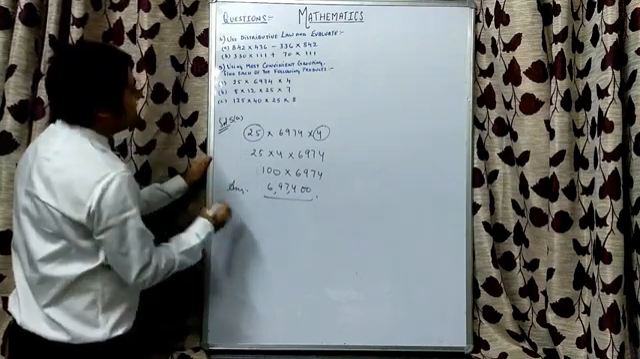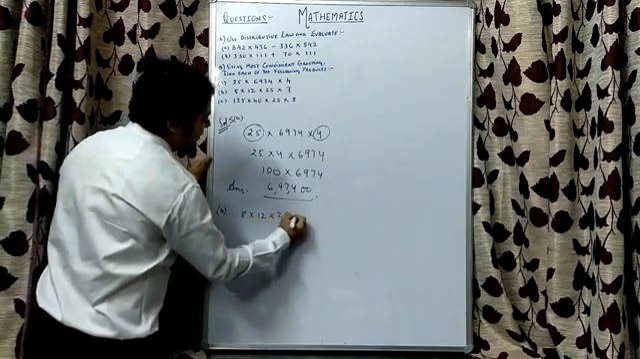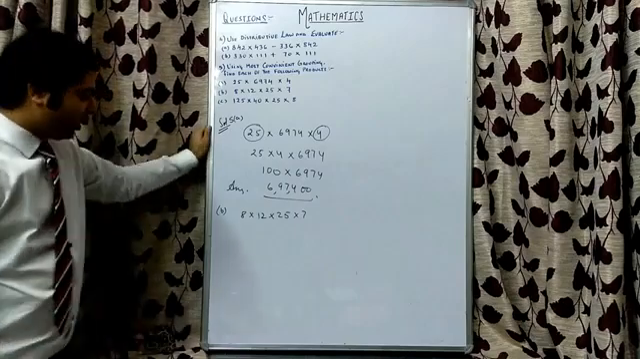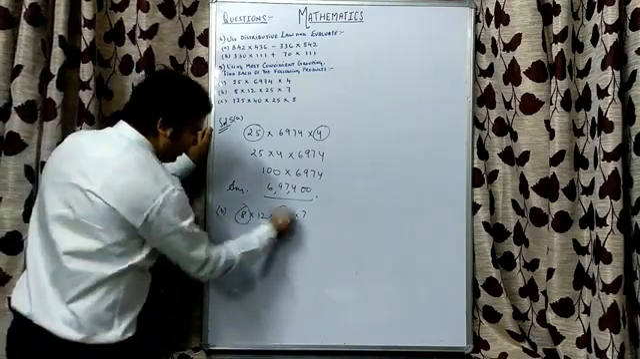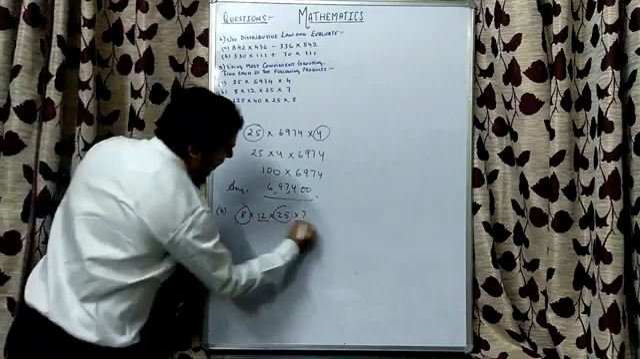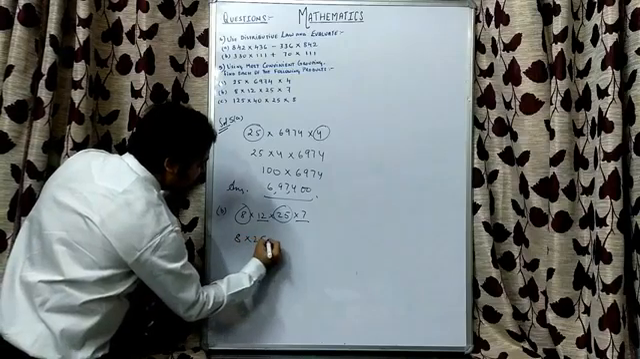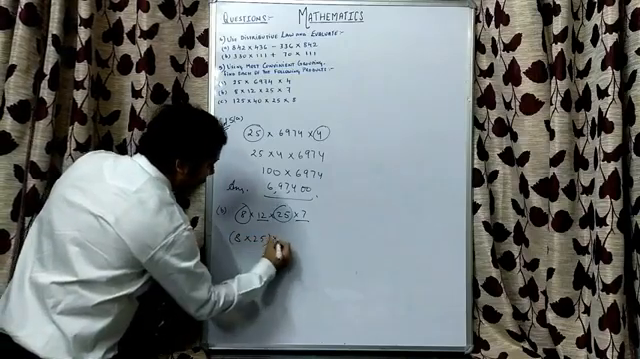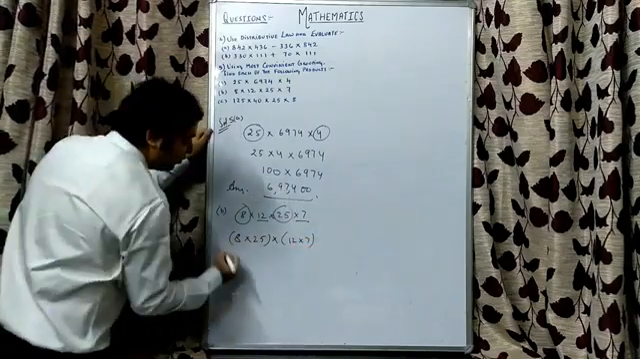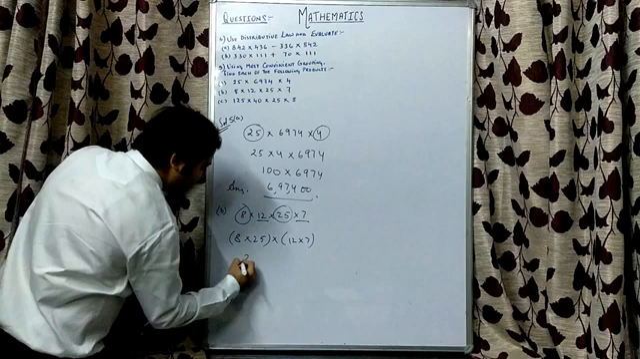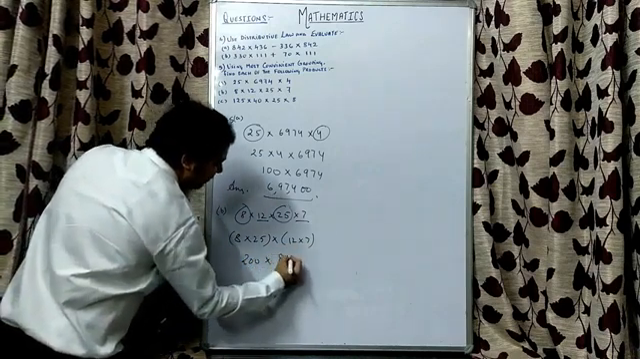B part, 8 into 12 into 25 into 7. In this, what we can do, children, is we can group 8 and 25 together and 12 and 7 together. So 8 into 25 in one bracket into 12 into 7 in one bracket. 8 into 25 will give me 200, into 12 into 7 will give me 84.